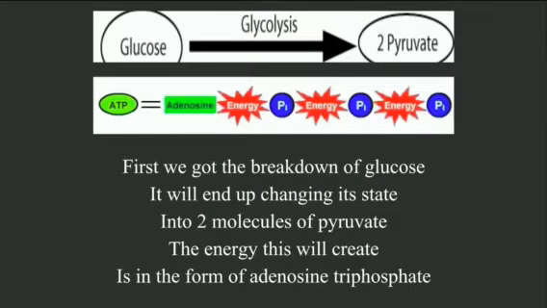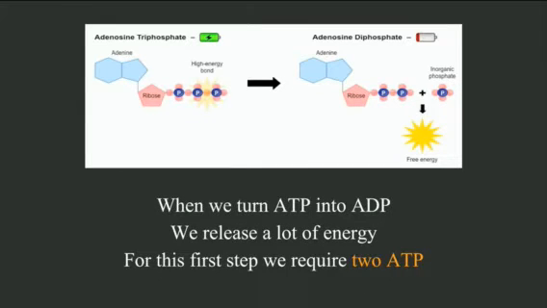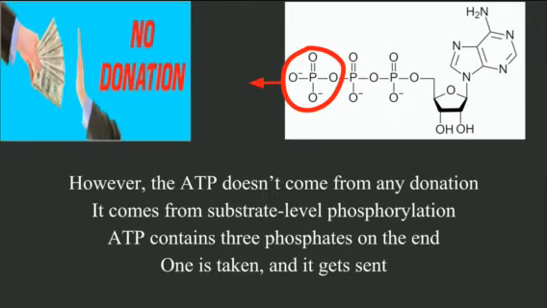First, we got the breakdown of glucose. It will end up changing its state into 2 molecules of pyruvate. This energy it will create is in the form of adenosine triphosphate. When we turn ATP into ADP, we release a lot of energy. For this first step, we require 2 ATP. However, the ATP doesn't come from any donation, it comes from substrate level phosphorylation.